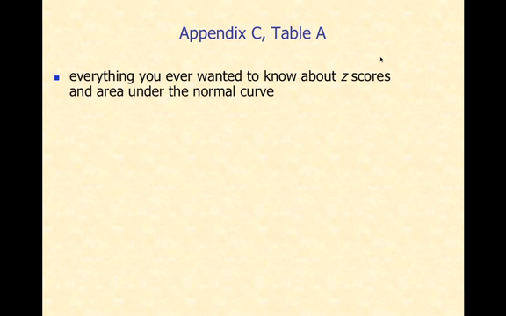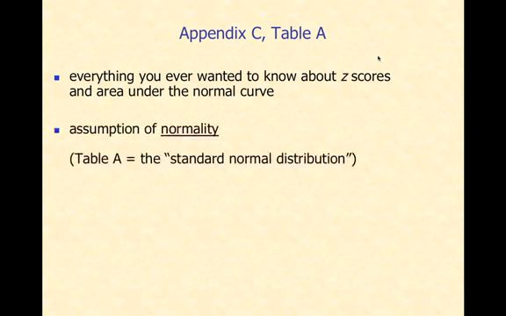Okay, so this brings us to Appendix C in Table A, which begins actually on page 448 in your textbook. And it's everything you ever wanted to know about z-scores and the area under the normal curve. One of the things that you need to remember is there is an assumption of normality, and we're going to just simply operate under that assumption during this course. However, it's rarely the case that we have a truly normal distribution in reality. We often have to make some kind of adjustments. So Table A is really the standard normal distribution without any of these other kinds of adjustments or assumptions.